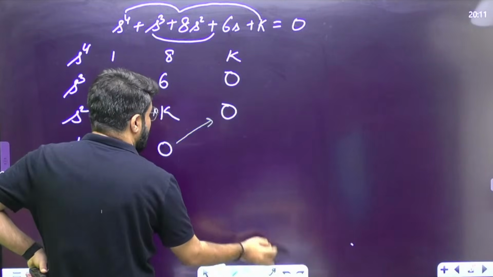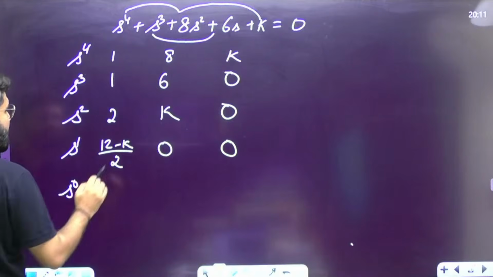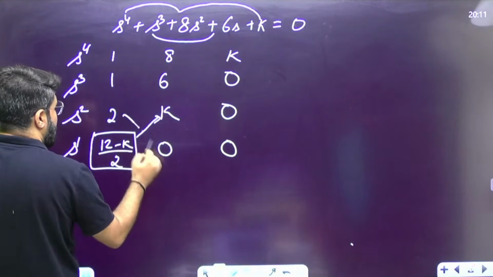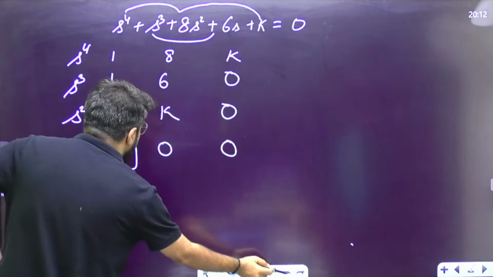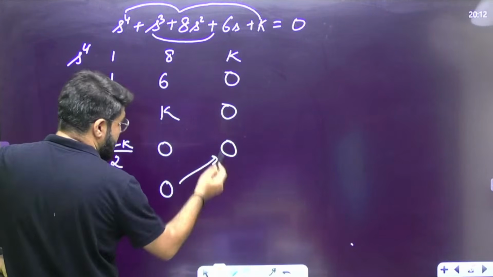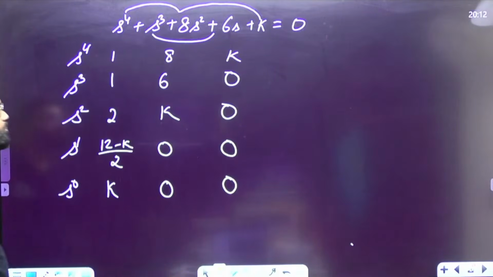Then you will write 0 here because the entire next column is 0. The last element of a row is always 0. For the s power 0 row, suppose this is x into k minus 0, so minus 0 is removed. It is x into k, divided by x, so only k will come. This will again be 0 because the column here is 0.